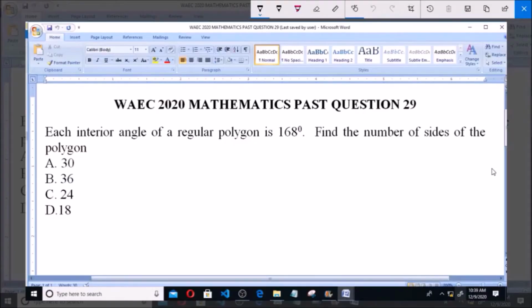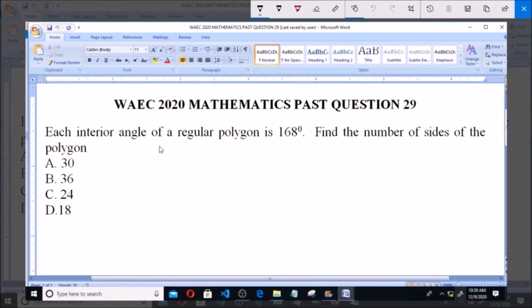I will be answering WAEC 2020 Mathematics Past Question 29. Each interior angle of a regular polygon is 168 degrees. Find the number of sides of the polygon. Each interior angle of the polygon is 168 degrees, and we are asked to find the number of sides of the polygon.